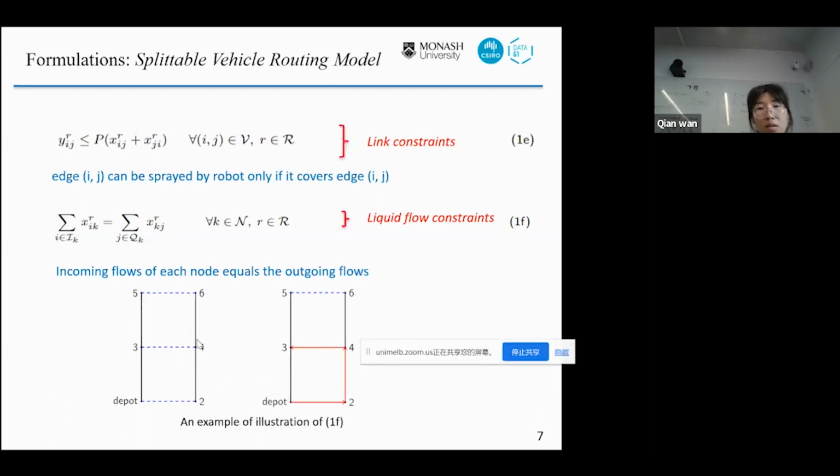We provide an example here to illustrate the 1f constraint. Like we have a small graph, the depot is here. Without the 1f constraint, the solution would go from the depot to 2 and to 4, and then get stuck at node 3. So we need the incoming flow of each node to equal the outgoing flow.